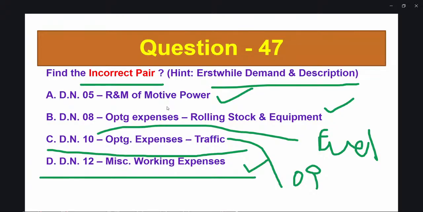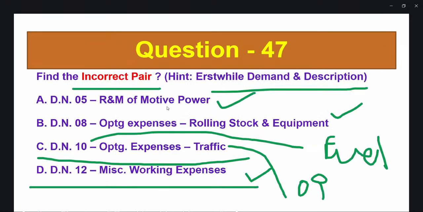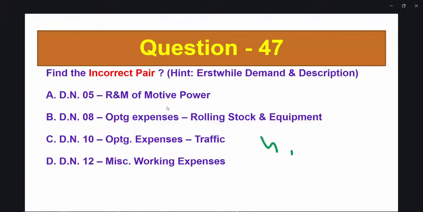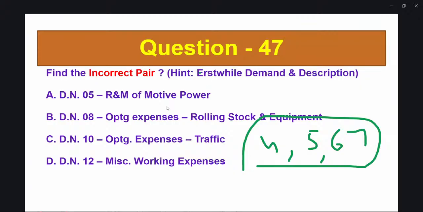Ankur ji, please unmute. Good morning, sir. Tell me the demands for the repairs and maintenance category. Demand number 4 is for permanent way activities. 5 is for motive power. 6 is for carriage and wagon, and 7 is for plant and machinery. Very good, excellent. So all four demands belong to repairs and maintenance.